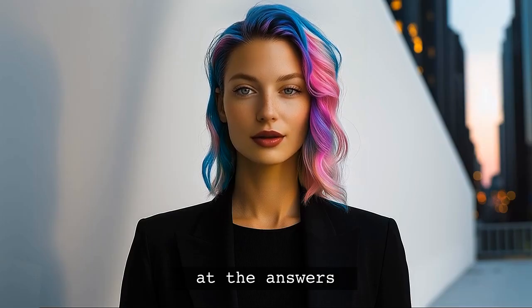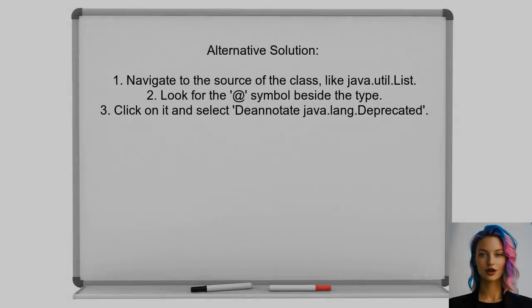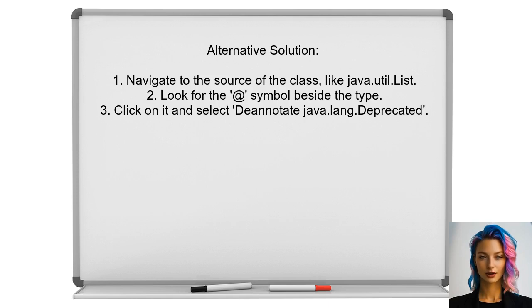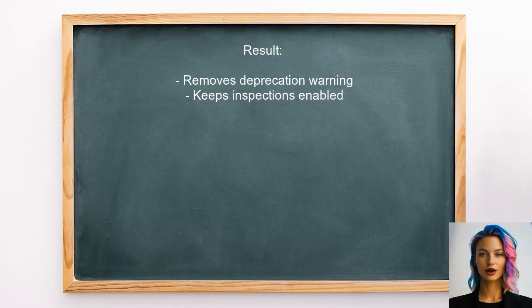Now, let's look at the answers provided by other users. One user faced a similar issue with java.util.List being marked as deprecated. They discovered it was due to an external annotation they had applied. This method effectively removes the deprecation warning without disabling inspections.